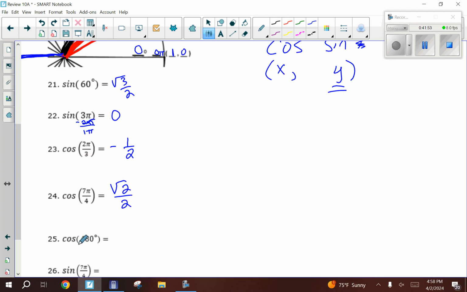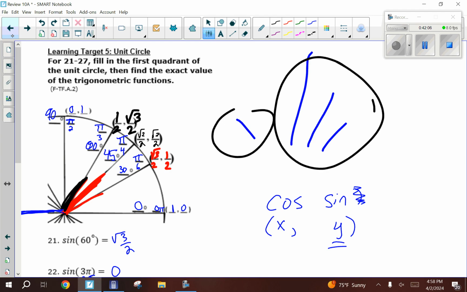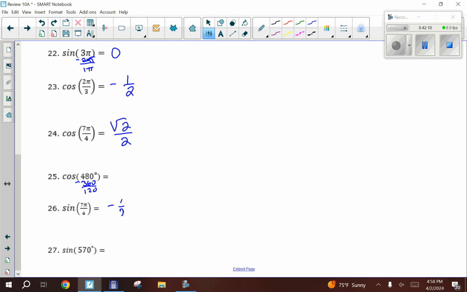This one is above 360, so I need to subtract 360. So that's going to be 120. So I need the cosine of 120. 120 degrees is here. The cosine is the first number, so that's negative 1/2. Oops, I put down the wrong one. Negative 1/2.